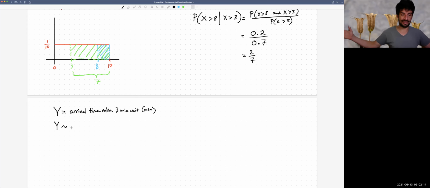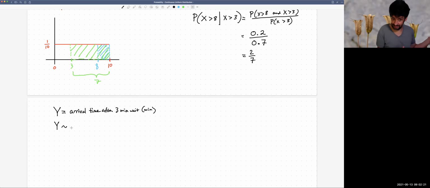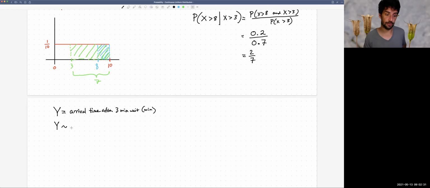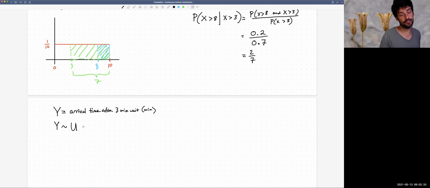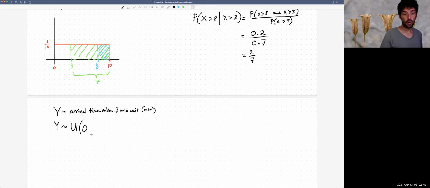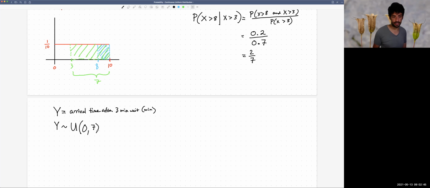When we started, the 0 to 10 were equally likely, but now 0 to 3 are 0 probability. There's no chance that the train arrives in that time. We just waited and it didn't. So now all of the chance is in those 7 minutes, and they're all still equally likely. So this y still follows a uniform distribution. The minimum time is the train showing up right after our 3 minute wait, and it goes up to 7 because there are now only 7 minutes in front of us.